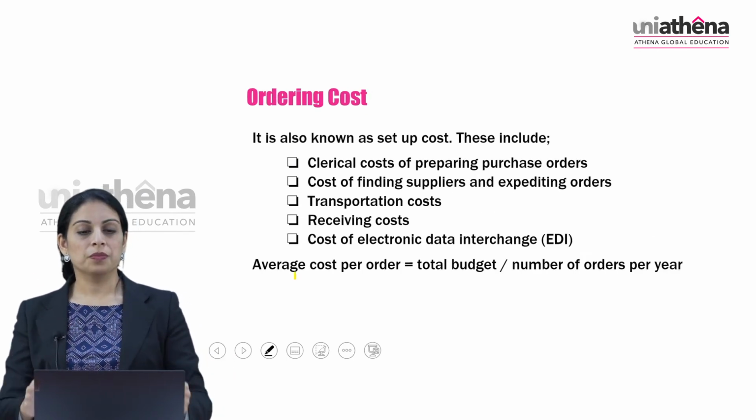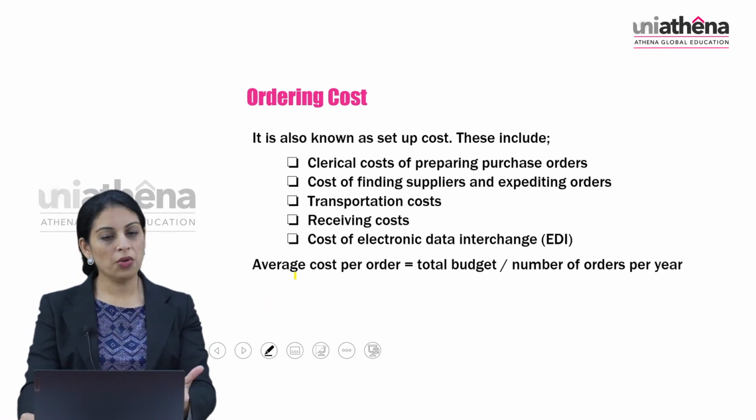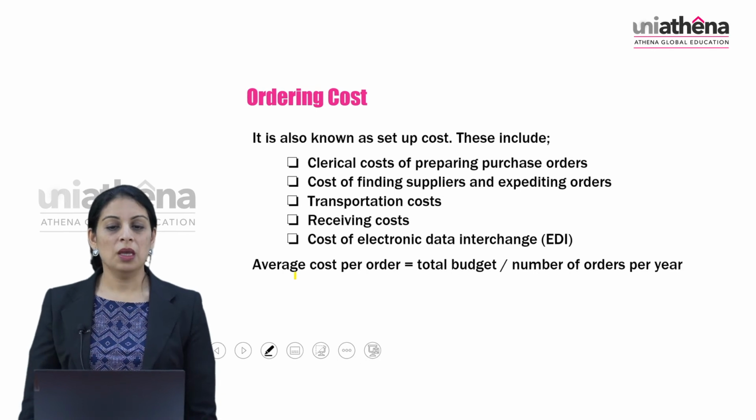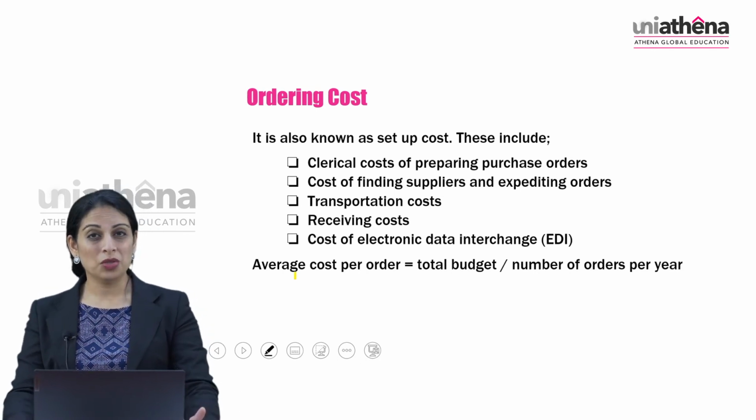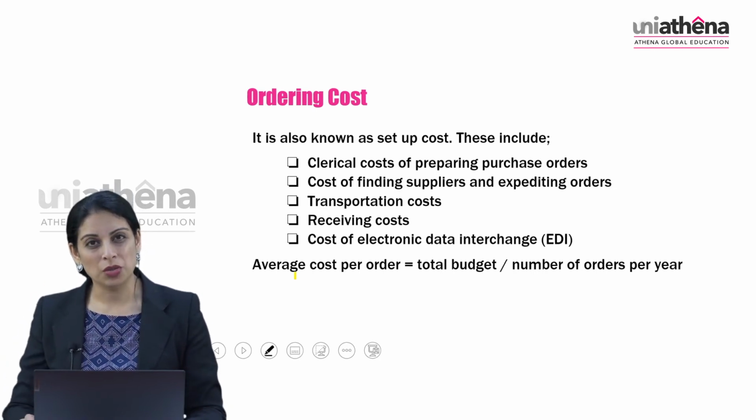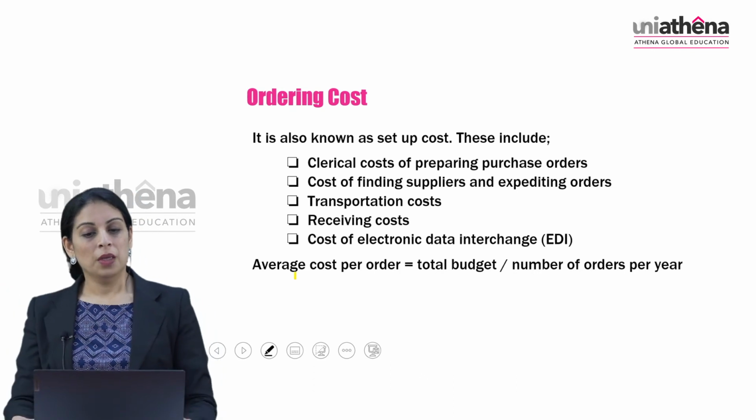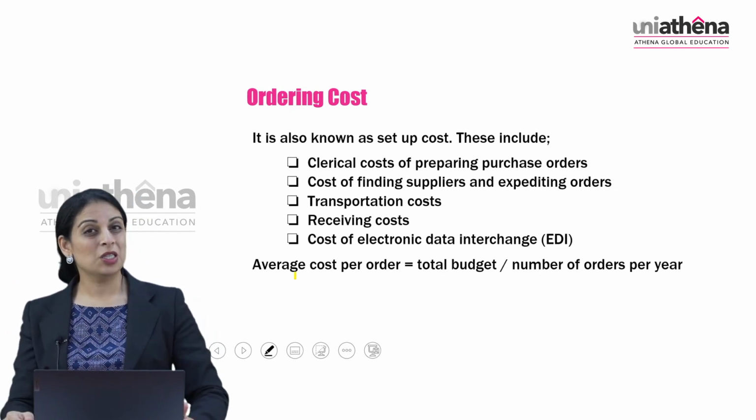Ordering cost, it's also called the setup cost. So you have the holding cost, and you have the ordering cost, which is also called the setup cost: the clerical costs of preparing purchase orders. You need to buy stock. For that you need to prepare purchase orders which need to be sent to the supplier. The cost of finding suppliers and expediting orders.